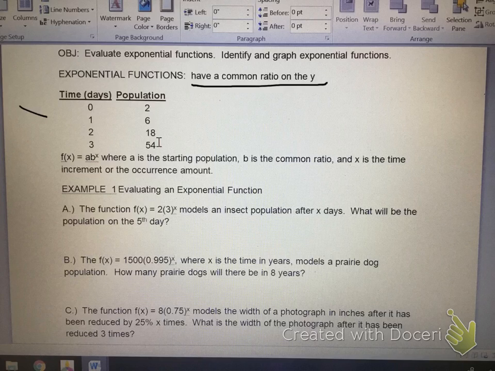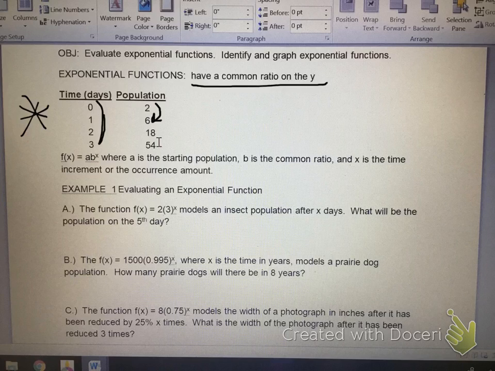So for example, as you look at this particular chart, we see that the x's are all going up by ones, okay? 0 to 1 is 1, 1 to 2, we're going up by 1, 2 to 3, we're going up by 1. So that's a constant increasing, I guess, is a great way to say that. On the population side, what we're looking for is a multiplicative increase, okay? Now that increase could be by a whole number, it could be by a fraction.